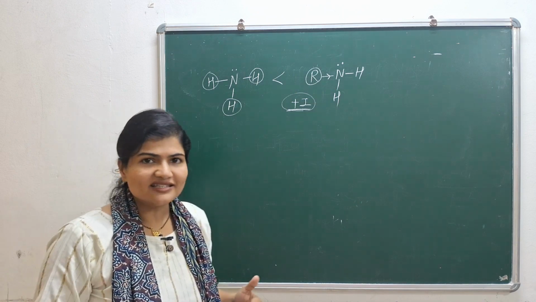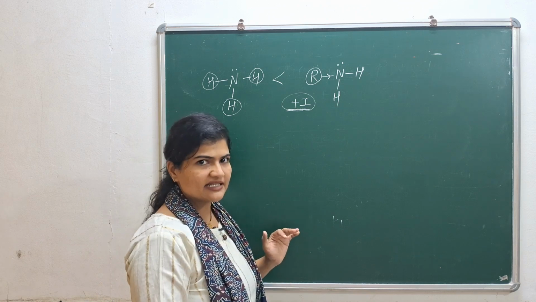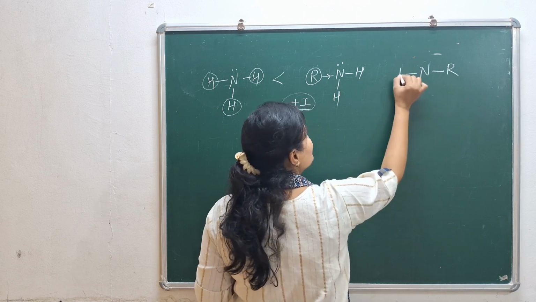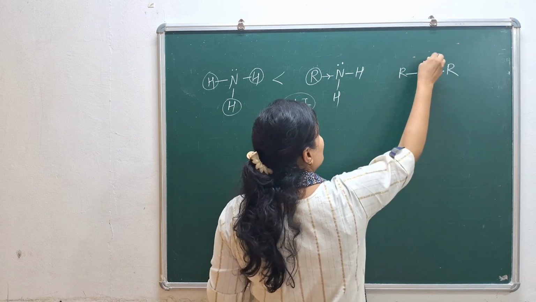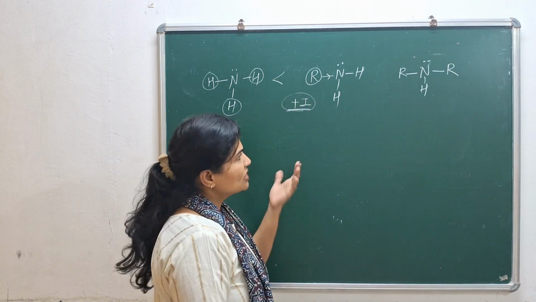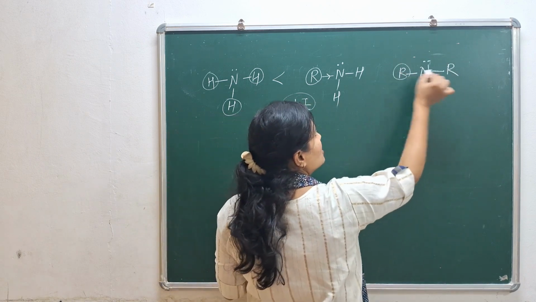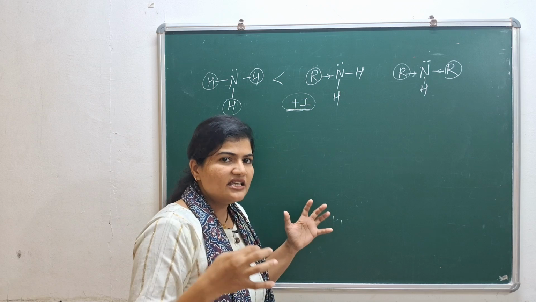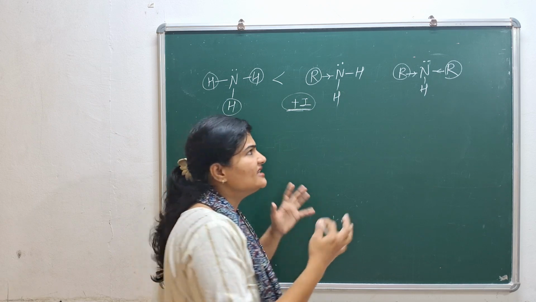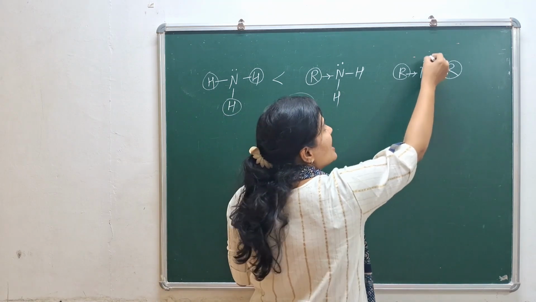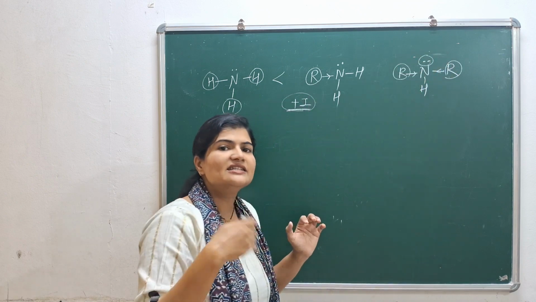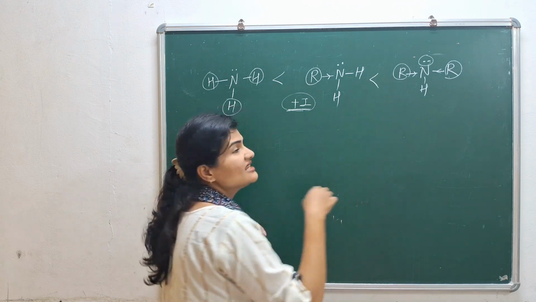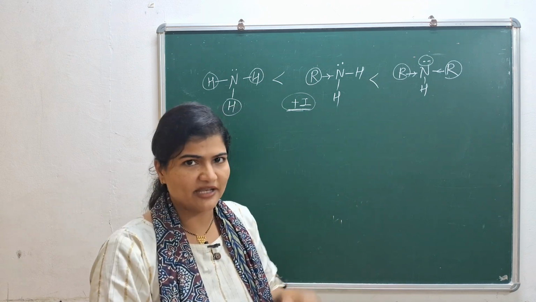Now let's further this discussion to secondary amines. In secondary amines, two of the hydrogens are replaced by alkyl groups and a lone pair will be there. As you can see, there are two alkyl groups exerting their plus I effect. So there is even more electron density coming towards nitrogen, and so the lone pair can be donated even more easily. That is why secondary amines are even more basic than primary amines.